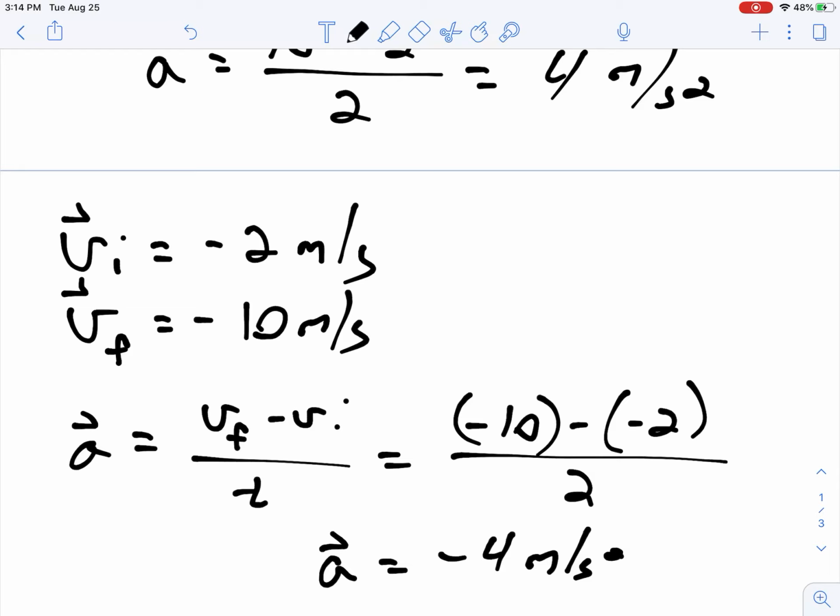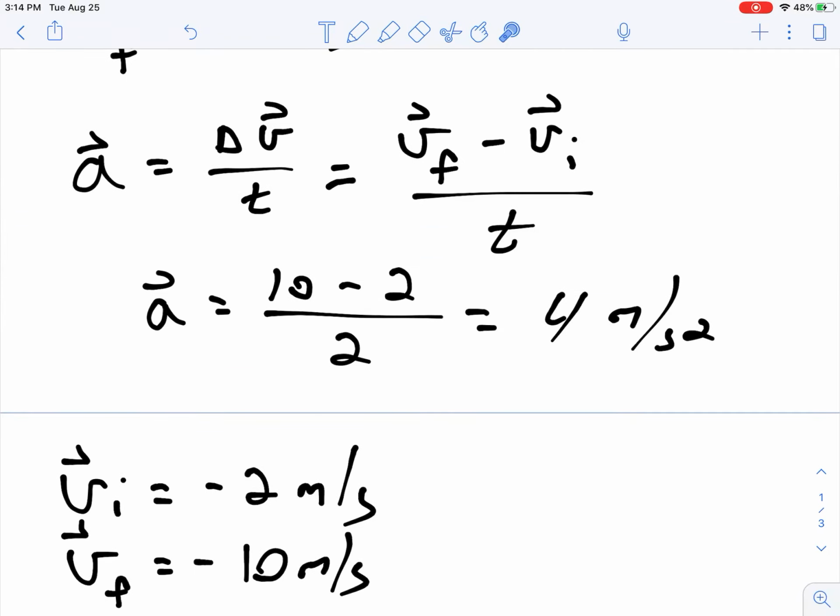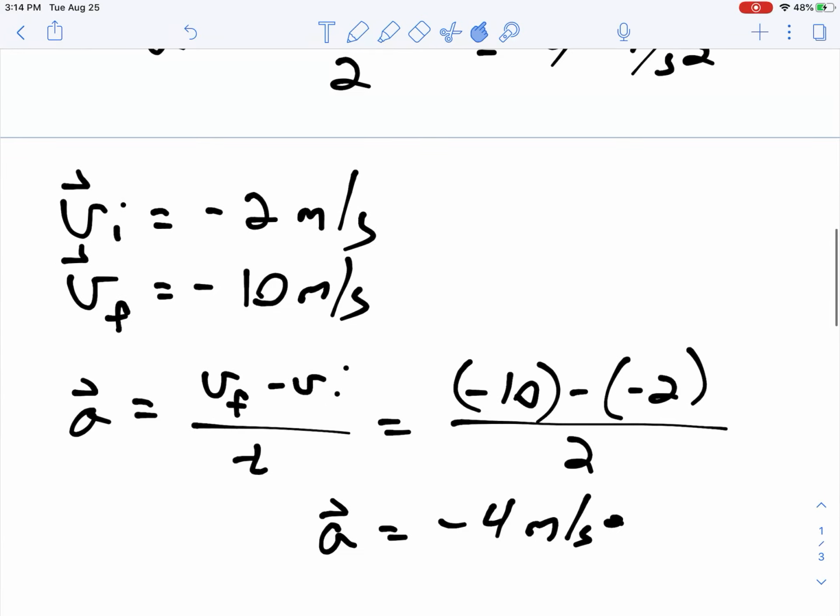However, I'm still speeding up. I started off going 2 meters per second to the left, and I finished going 10 meters per second to the left. So I sped up, but this time my acceleration is negative. I sped up with a negative acceleration here, and I sped up with a positive acceleration in this example. So both of those are accelerations that involve speeding up. So clearly, the sign, the direction of my acceleration vector does not mean speed up, right?